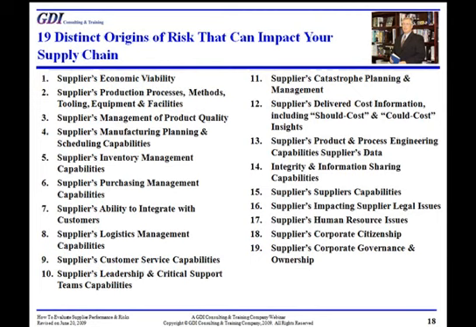Any supplier that has economic viability issues. So if you were buying product from Delphi, you would say they have economic viability issues, and you would have to address that. And so we have a series of diagnostic routines to understand and to come to an opinion on their economic viability. The second category that we look at is suppliers' production processes, methods, tooling, equipment, and facilities.